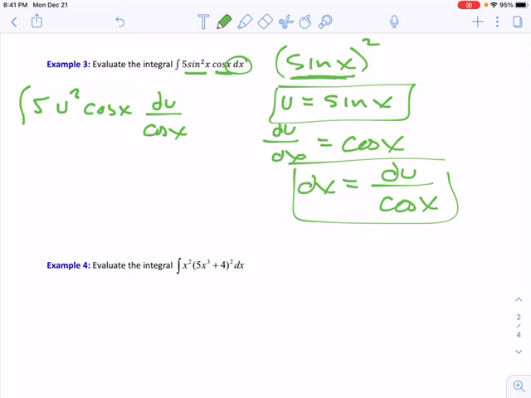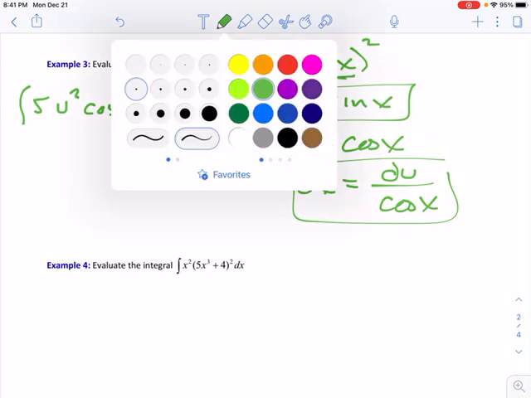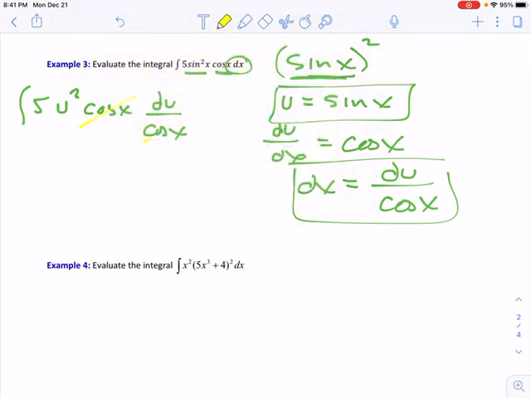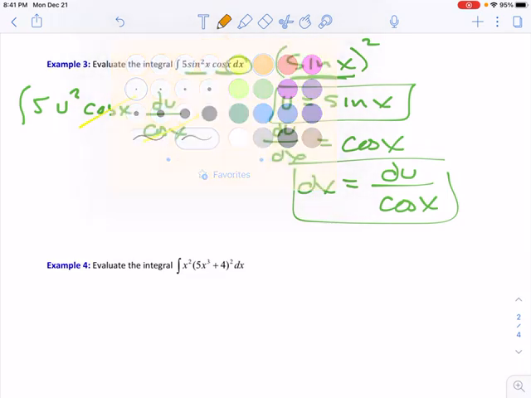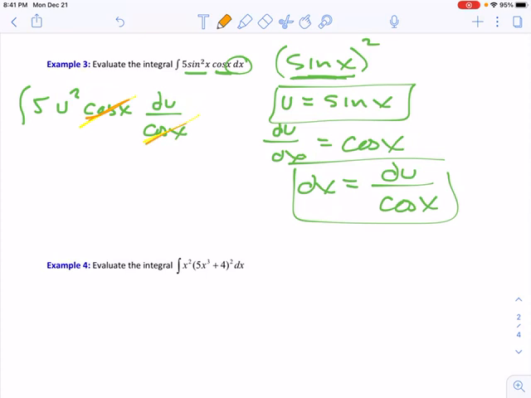Now, I will be a very happy camper if any term with an x cancels out. And what do you know? I am a happy camper because the cosine of x and the cosine of x do cancel out. And so we're left with bringing the 5 out in front. I always like to bring my constants out. u squared du. We've simply reduced this down to a nice little power rule problem.